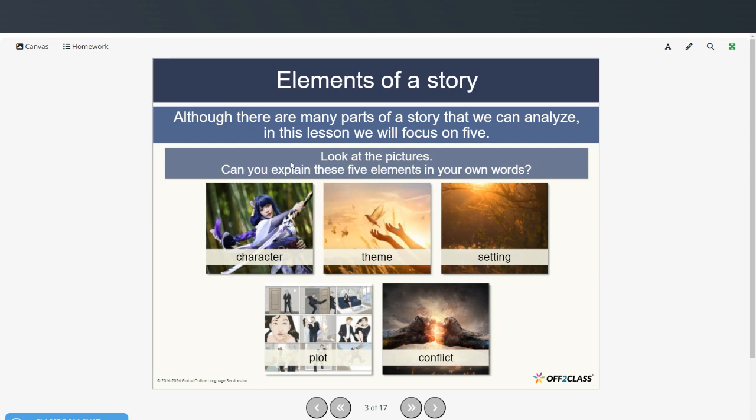Although there are many parts of a story that we can analyze, in this lesson we're going to focus on 5 of them: character, theme, setting, plot, and conflict. Think about these and see if you can explain what each of these mean in your own words. If you can't, don't worry, we'll be talking about that in a little more detail as we go forward. But maybe just write down some thoughts about what each of these terms mean, and then you can check your predictions at the end of today's video.